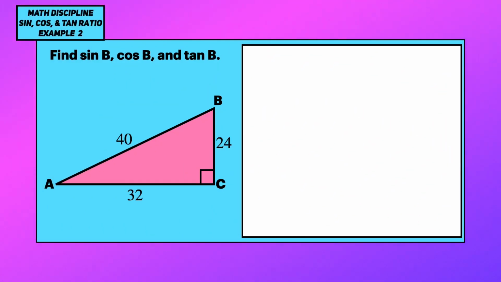In example 2, we have the exact same triangle, but now we have to find the sine, cosine, and tangent of angle B. So we're going to do the exact same thing that we did in example 1, but from the point of view of angle B.